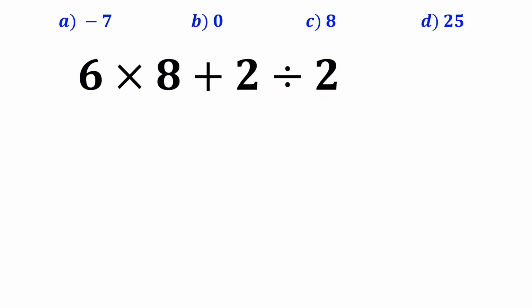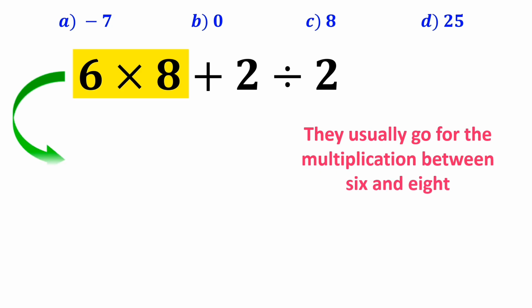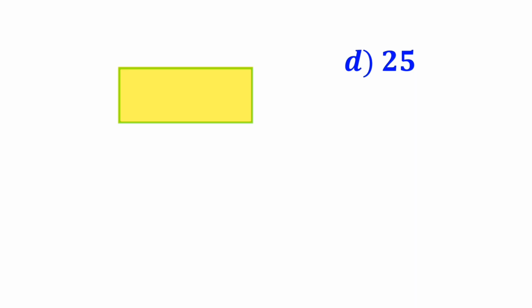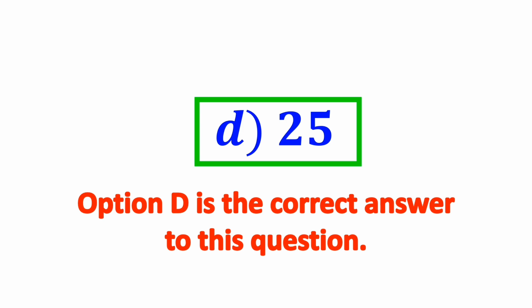In the next step, they usually go for the multiplication between 6 and 8 and replace this expression with 48 plus 2 divided by 2. Then they add 48 and 2 and write this expression as 50 divided by 2, which finally equals 25. And without any hesitation, they quickly say that option D is the correct answer to this question. But it's not the correct answer.